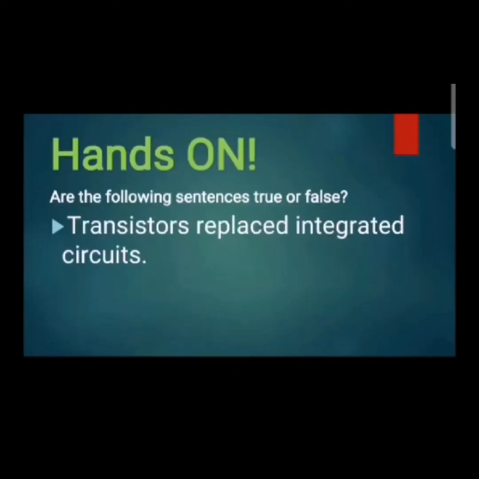Now here is your assignment. The assignment is hands-on. You have to tell whether the following sentences are true or false. The first one is: transistors replaced integrated circuits. So tell me, is it true or false? Very good. This is false because transistors replaced vacuum tubes.